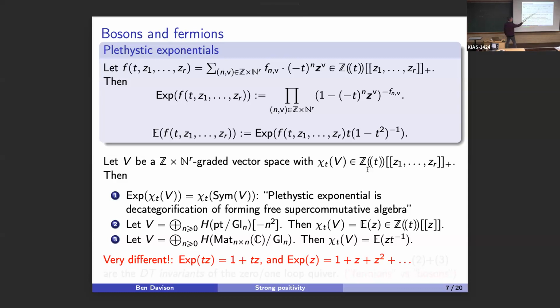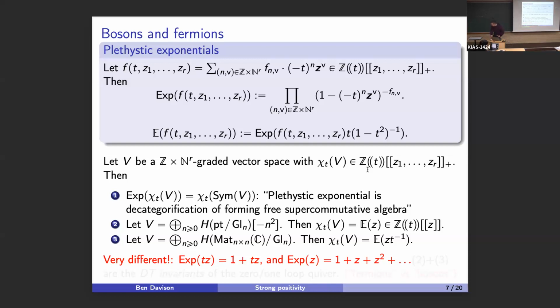Okay, so although they kind of look the same, I'm going to argue that they're really different. And the point is in this sign here, you see, this sign is saying that T plays a very special role for us. What's the dimension of H of point divided by GLn? So as a stack, it has dimension minus n squared. Cohomology. So the cohomology of this is infinite dimensional. But each cohomologically graded piece is finite dimensional. Then how to define dimension there?